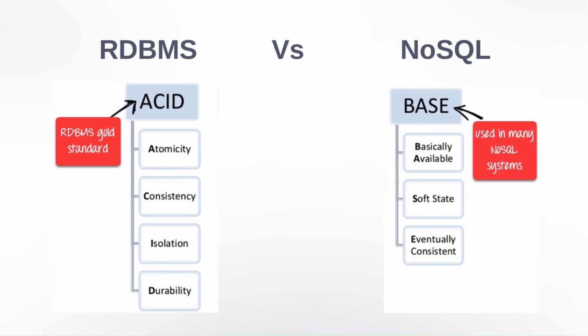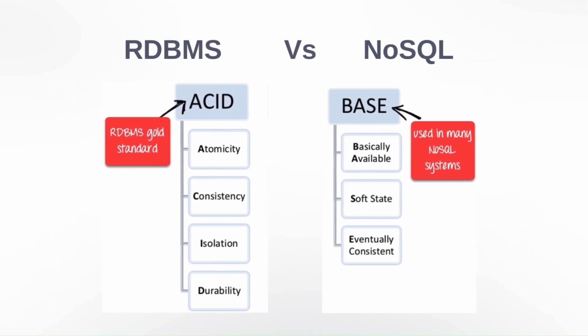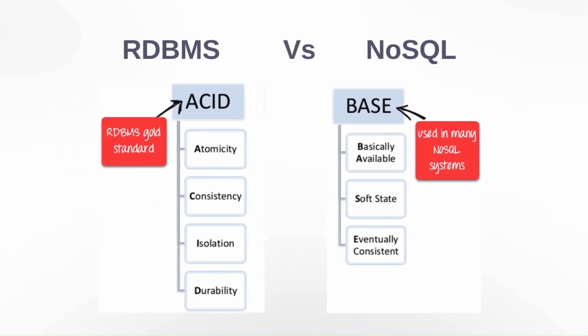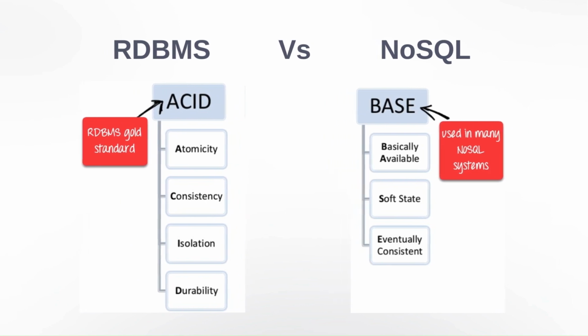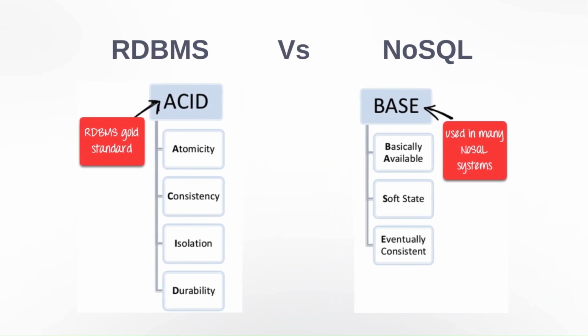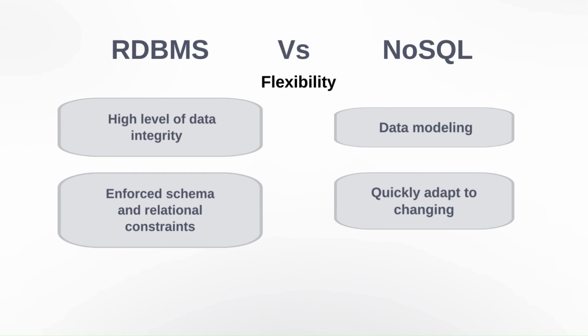RDBMS follows ACID properties, that is atomicity, consistency, isolation and durability, whereas NoSQL follows BASE, that is basically available, soft state, eventually consistent. RDBMS gives a high level of data integrity. Enforced schema and relational constraints are handled efficiently, whereas NoSQL focuses on data modeling and adapting quick changes to the data.